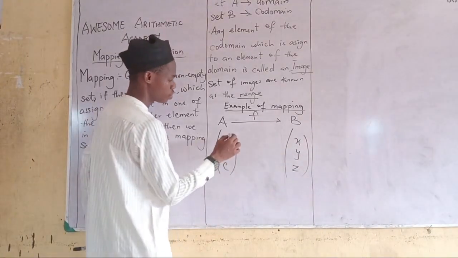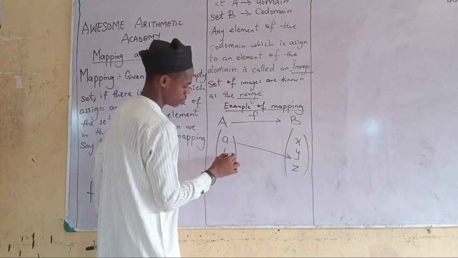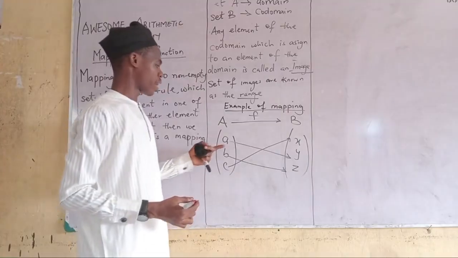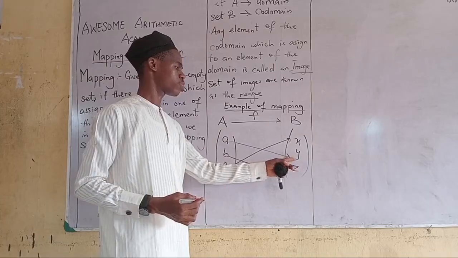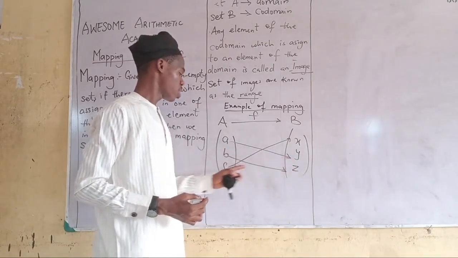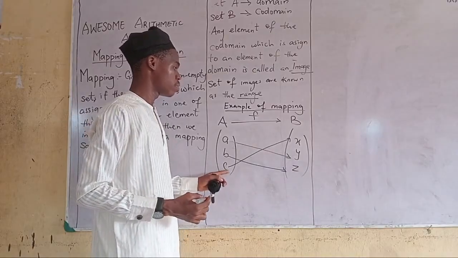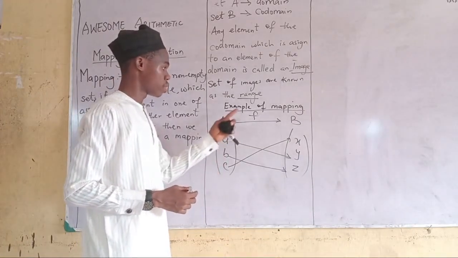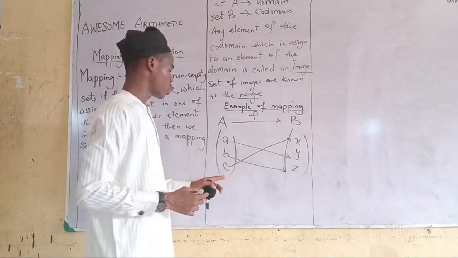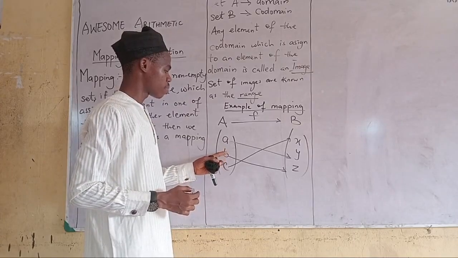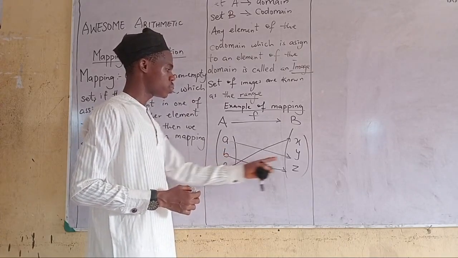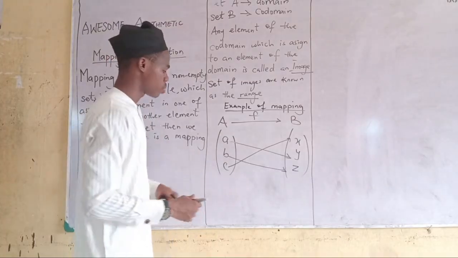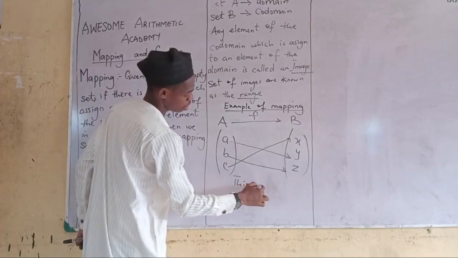For instance, if I have something like this, I can see that element a goes to y, element b goes to z, and element c goes to x. All the elements here have an element in the codomain, and none of the elements here is assigned to two images. So in that case, this is a mapping. We can say this is a mapping.